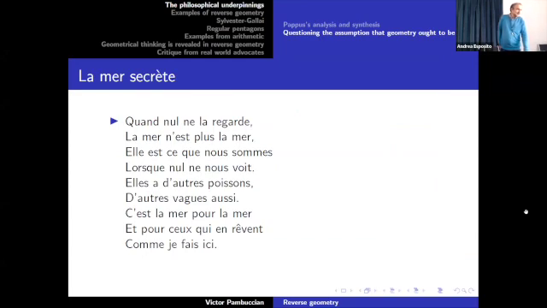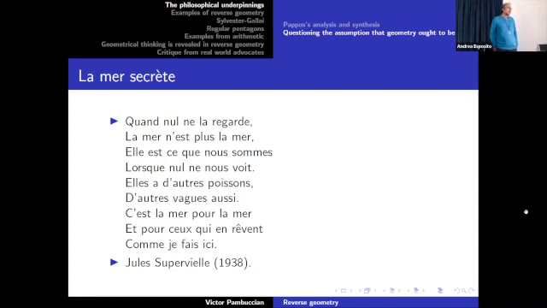And there's also a poem who tells us that that's not quite the case. The poem is La mer secrète. Quand nul ne la regarde, la mer n'est plus la mer. Elle est ce que nous sommes lorsque nul ne nous voit. Elle a d'autres poissons, d'autres vagues aussi. C'est la mer pour la mer, et pour ceux qui en rêvent, comme je fais ici.